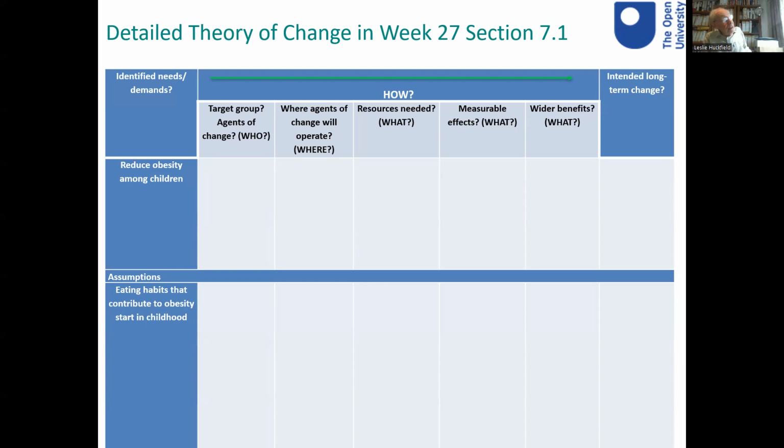Please, please, please invent your own version of that by all means. If you want to copy that, I don't mind, but the thing that I would, if I may say so, quite strongly advise you against, don't do a hand-drawn diagram. If you're going to do a hand-drawn diagram, first of all, you can reproduce that from the slide or you can put a box together yourself, you need to do a box like that. The theory of change shows the target group, where the agents of change will operate, the resources you might need, how it's going to be measurable, what are the wider benefits. I think most of those boxes are pretty well self-explanatory.